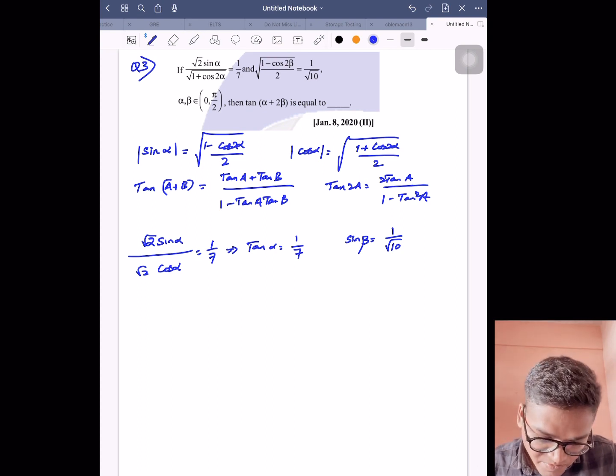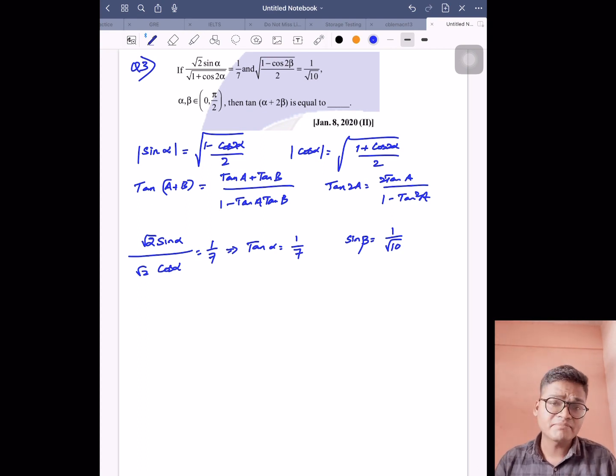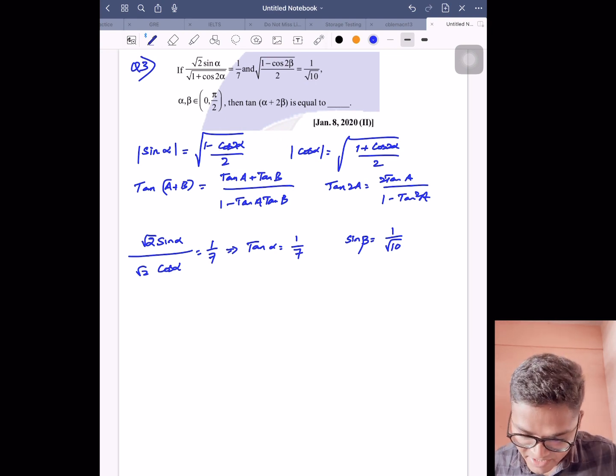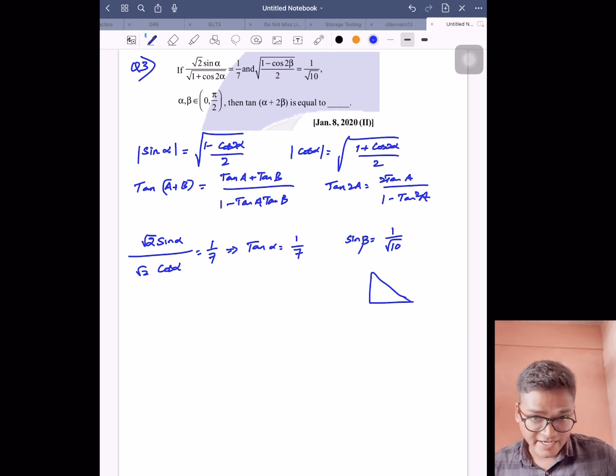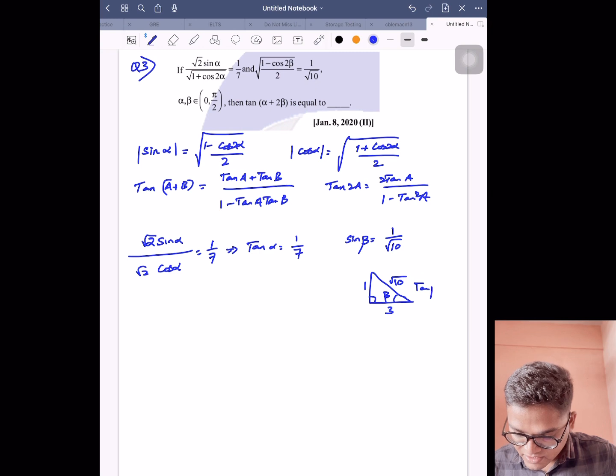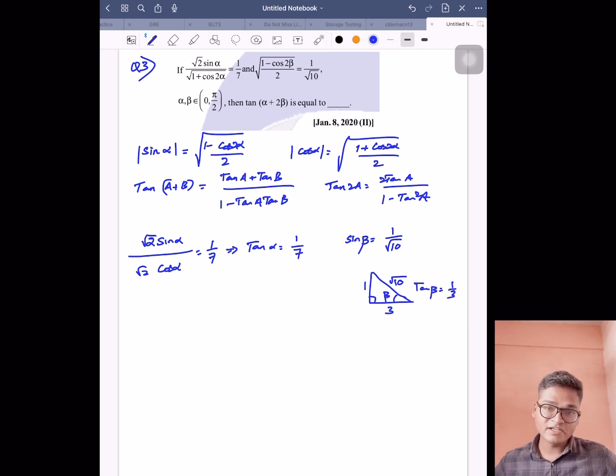I want tan alpha plus 2 beta here. How are we going to get it? Same tan A plus B formula. Tan A plus tan B by 1 minus tan A tan B. So tan 2 beta I want. I can get tan beta from sine beta, right? What will be tan beta if you take the triangle? So I think we learned this in 10th standard, grade 10. If I take this is beta angle, sine beta means opposite. I can take this as 1, and this is root 10. I think Pythagoras theorem, if you apply, how much it will be? Root of root 10 square minus 1, that will become 10 minus 1, root 9. That will become 3. So from this you can write tan beta is how much? 1 by 3. Right? Opposite by adjacent.